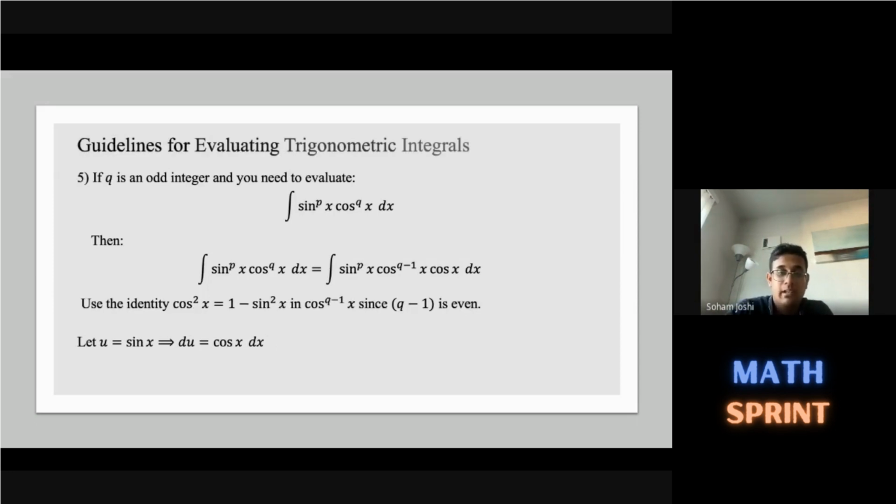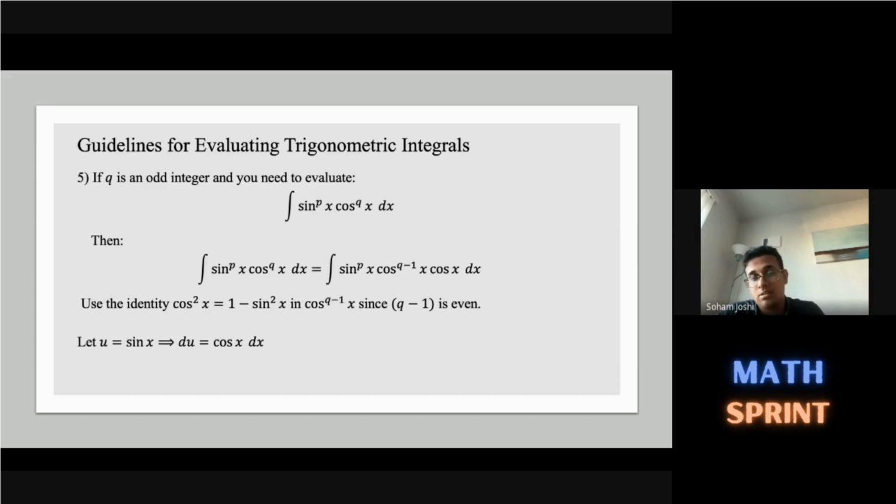Okay, another one, similar situation. We need to integrate sin x to the power of p times cos x to the power of q with respect to x. But here, q is an odd integer. p is an integer, but it does not matter whether it's even or odd. So we express cos x to the power of q as cos x to the power of q − 1 times cos x. We use the identity cos²x = 1 − sin²x in cos x to the power of q − 1, since we know q − 1 is even as q is odd.